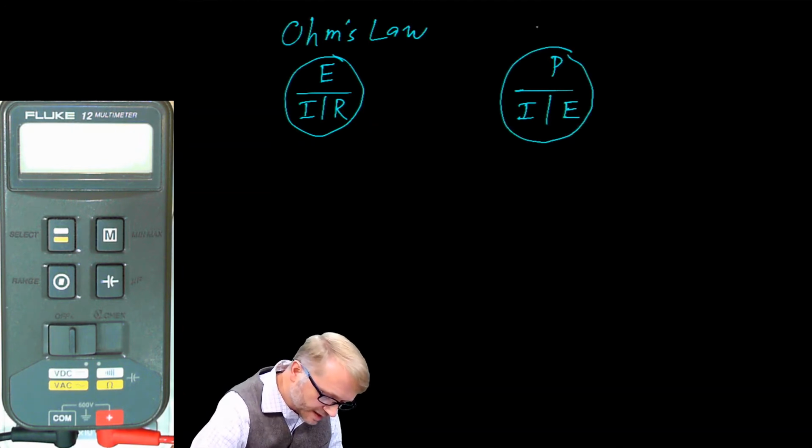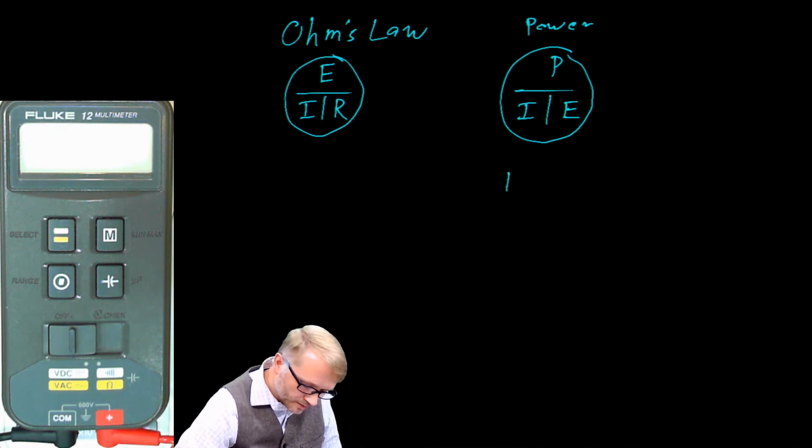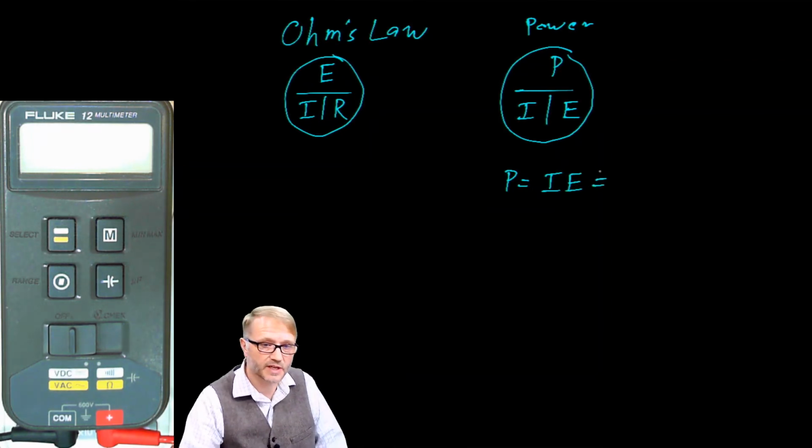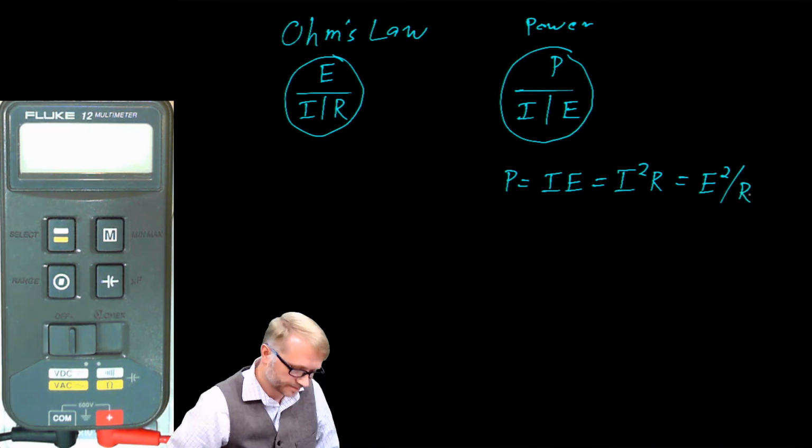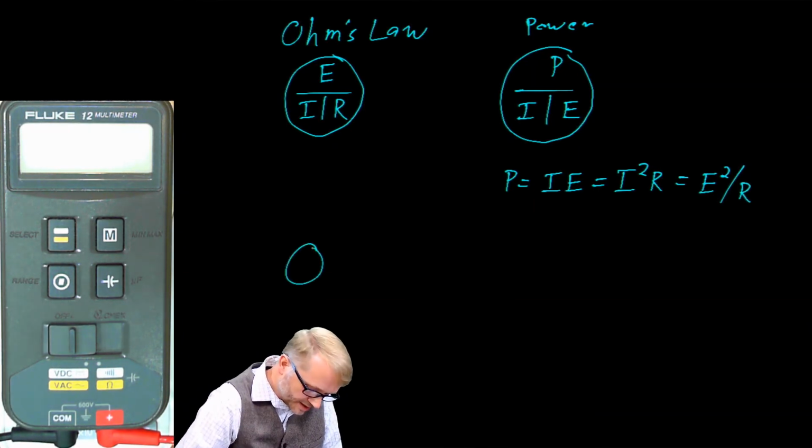We mentioned that power is equal to a current times a voltage. And using some algebraic manipulation between these two, you could also say that power is I squared R, which is also equal to E squared divided by R. What I wanted to show you is a circuit where we actually calculate power.